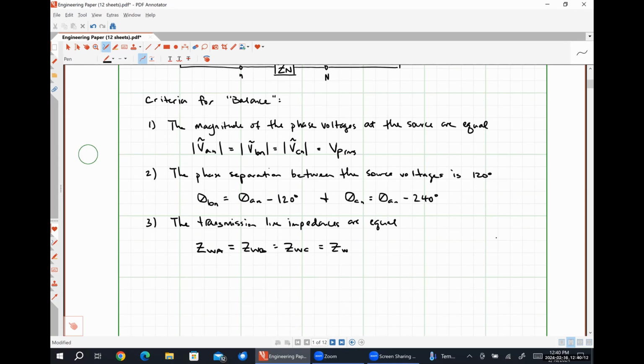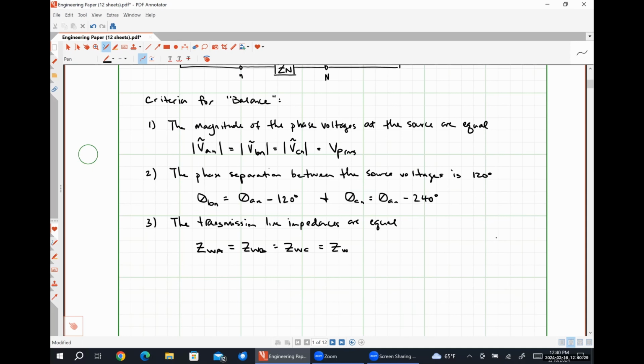Absolutely. So the transmission line impedances are equal. So let's talk about what that means from a practical standpoint. It means realistically that you're using the same size of conductor and you're using the same length.